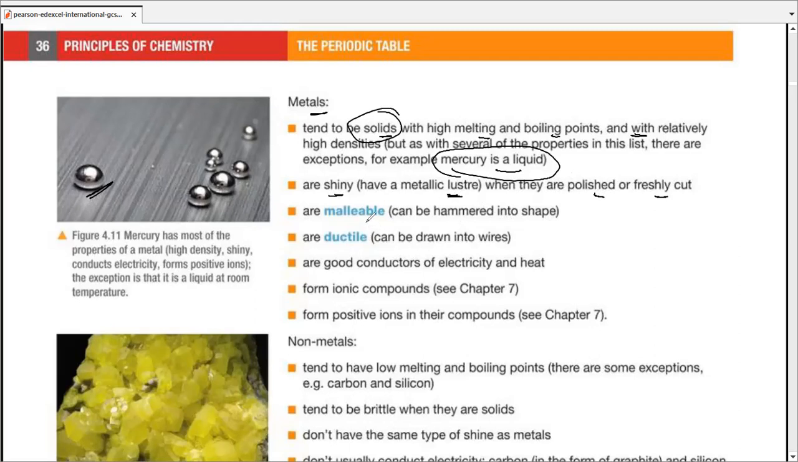Now, metals are malleable, which means they can be hammered into shape. I'm going to come up with an example to make sure you understand. Metals, if taken into small pieces, and I hope you understand what hammers are. Let's suppose we take a hammer and we start hammering it. The piece would be flattened, right? This is known as malleability.